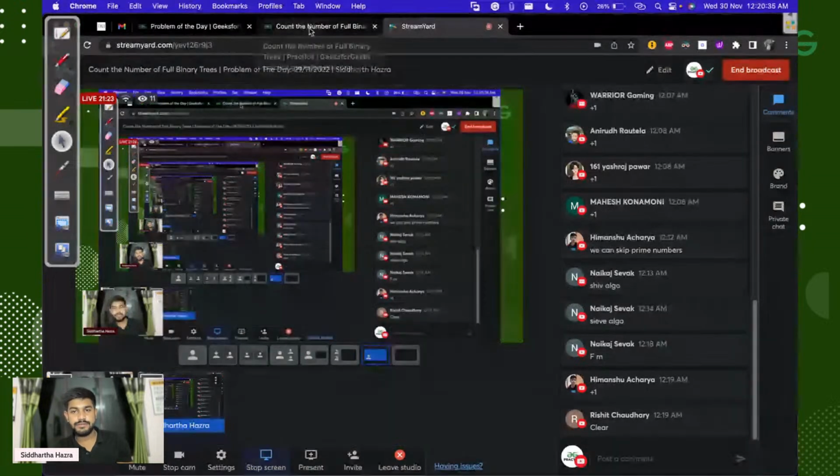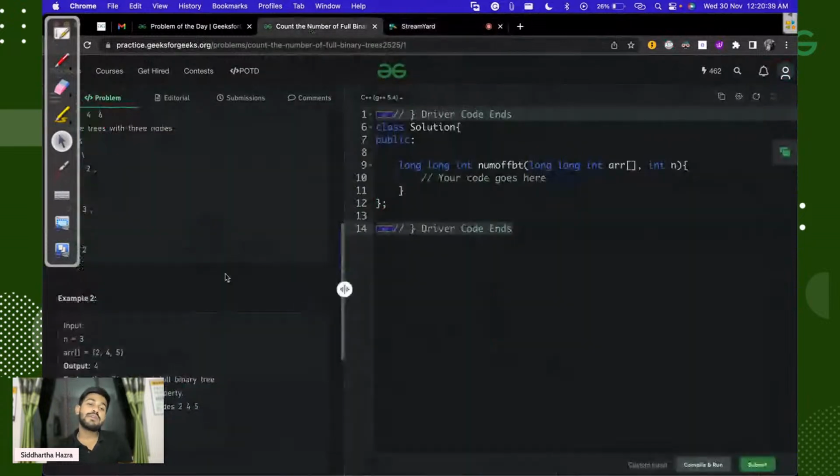Yeah, kind of. We can skip the prime numbers. Skipping the prime numbers is also an option, but to know whether a number is prime or not, we would need a prime sieve and all, which would take auxiliary space again. That is a good optimization, but that won't help much.